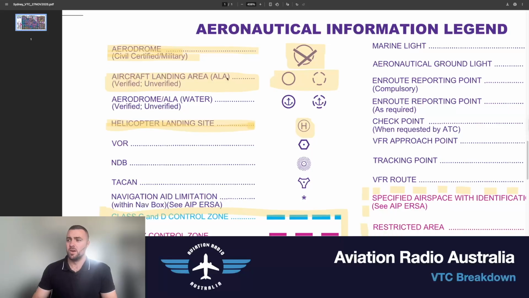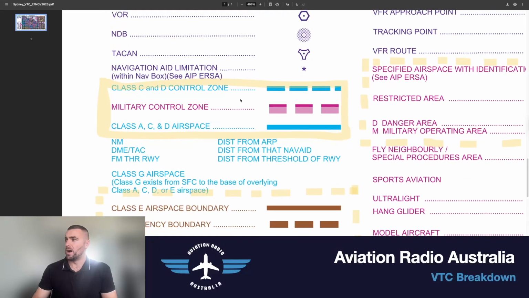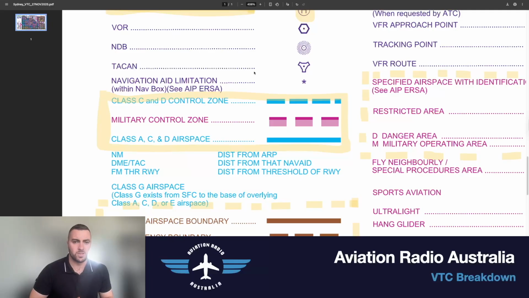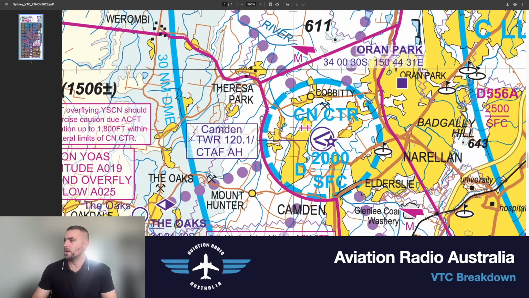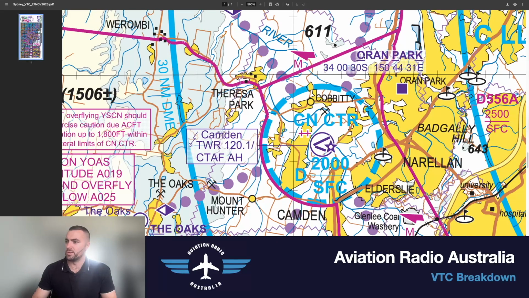Back to the legend. We're now going to get into the markings that indicate to you that there is some form of controlled or special use airspace close to your location. The first one we want to look at here is Class C and D, Class Charlie and Delta control zones, which are indicated by a broken blue line. If we go back to the Sydney VTC and we look at Camden again, you can see that at a radius of approximately 3 miles, which is not indicated here, this is just my own knowledge telling me that.